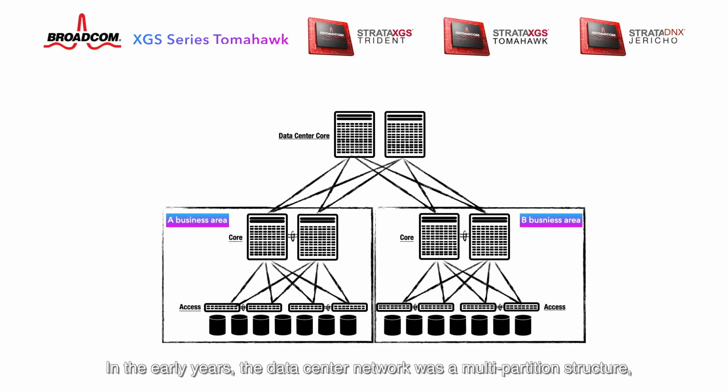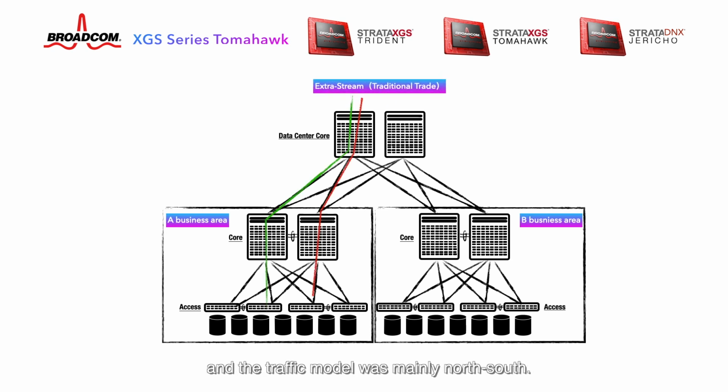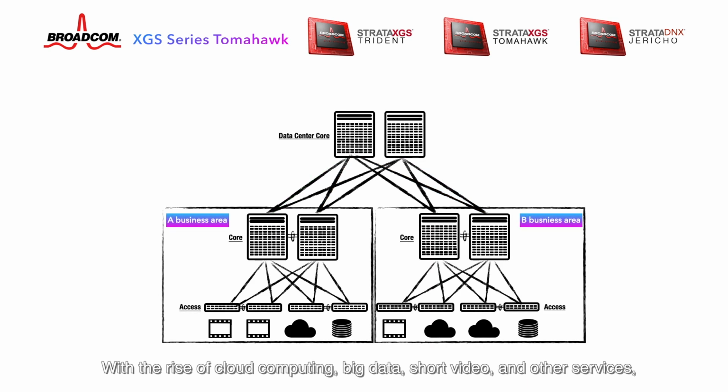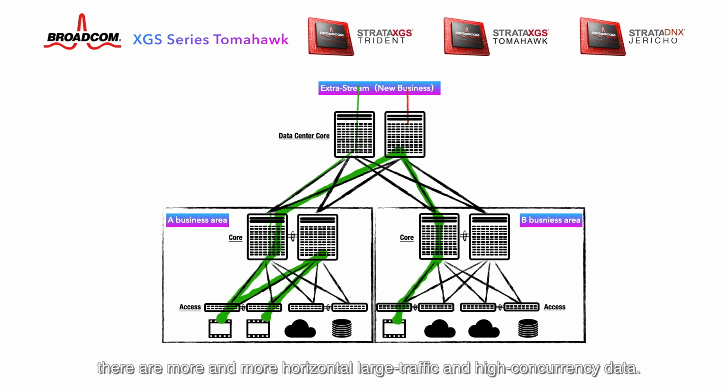In the early years, the data center network was a multi-partition structure. Each partition was a chassis-type core and access network, and the traffic model was mainly north to south. With the rise of cloud computing, data centers, big data, short videos, and other services, there is more and more horizontal large traffic and high concurrency data.